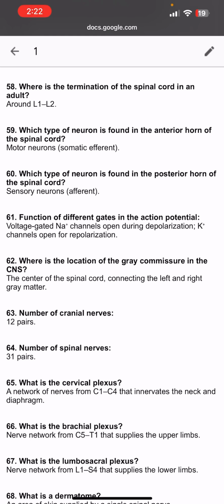Function of different gates in the action potential. Voltage-gated sodium channels open during depolarization; potassium channels open for repolarization. Where is the location of the gray commissure in the CNS? The center of the spinal cord, connecting the left and right gray matter. Number of cranial nerves: 12 pairs. Spinal nerves have 31 pairs.